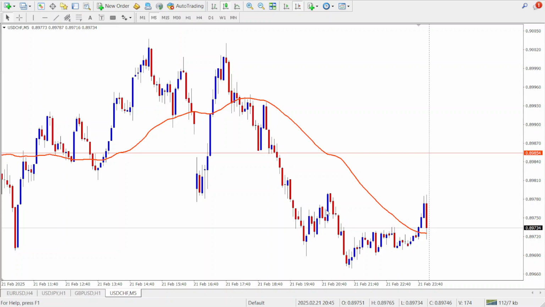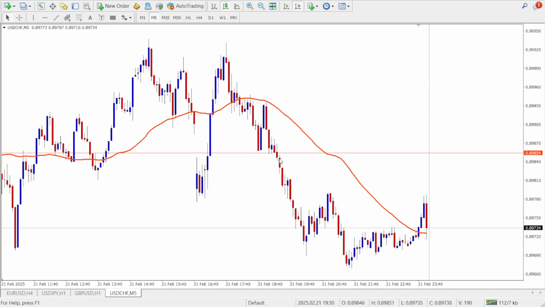Now that we understand the basics, let us dive into some of the best moving averages that traders use for day trading. Let us start with the 50 period moving average, the one that I have already added to the chart. One of the most commonly used moving averages for day trading is the 50 period moving average. The 50 period SMA or EMA is often used to identify the medium term trend. It's a fantastic moving average for spotting potential reversals or confirming the trend direction.